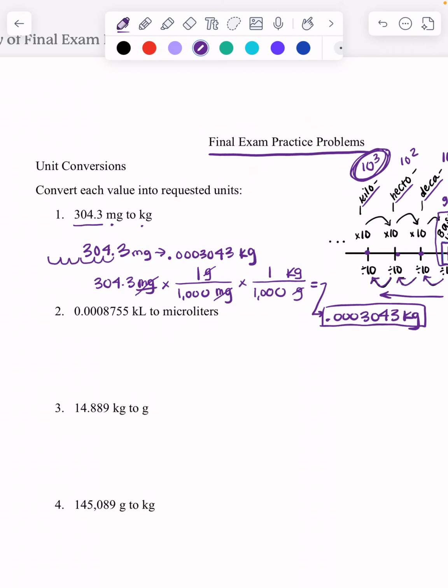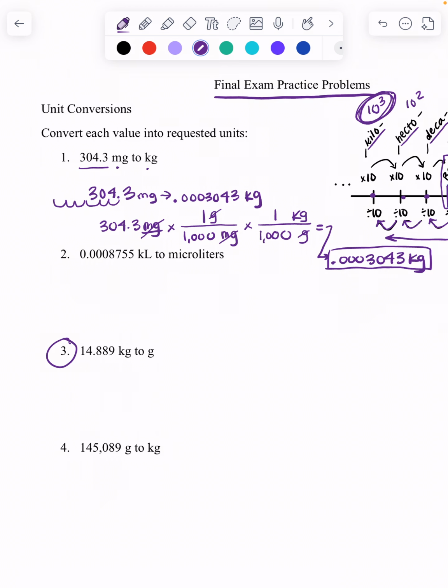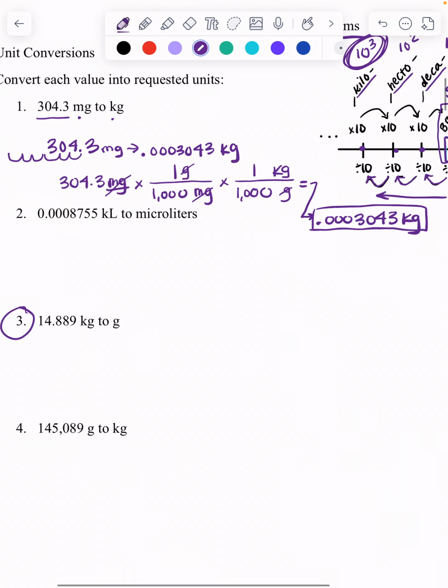It doesn't matter to me, but why don't we go down to this one real quick? I'm going to do number 3 as well for you. So same kind of concept. We're going from kilo, which I know is 10 to the third, and we're trying to hit grams, which is our base unit. So I'll start out, I have 14.889 kilograms, and I'm going to use my multiplication for this one just so we can get in our practice, right?